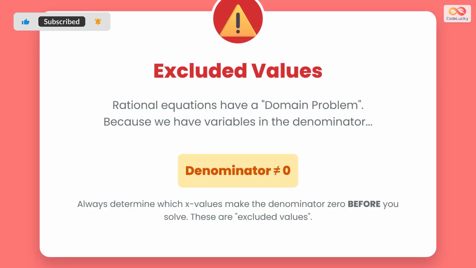Before we finish, we must talk about the danger zone. In math, you cannot divide by 0. Because rational equations have variables in the denominator, certain values of x might cause a denominator to become 0. These are called excluded values, and they cannot be solutions.